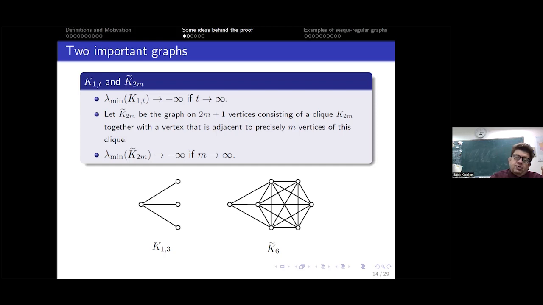You start with the complete graph K_{2m}, and then you add an extra vertex, which you join to exactly m of the vertices of the clique K_{2m}. It looks very close to a clique, this graph, but the amazing thing is the smallest eigenvalue goes to minus infinity if m goes to infinity. It's not difficult to see. This was observed by Hoffman. And I will come back to this later.